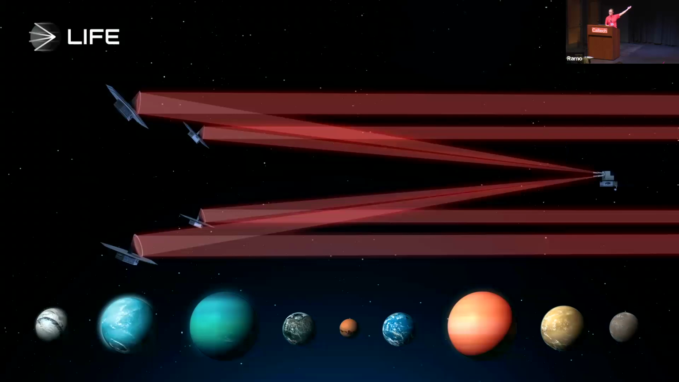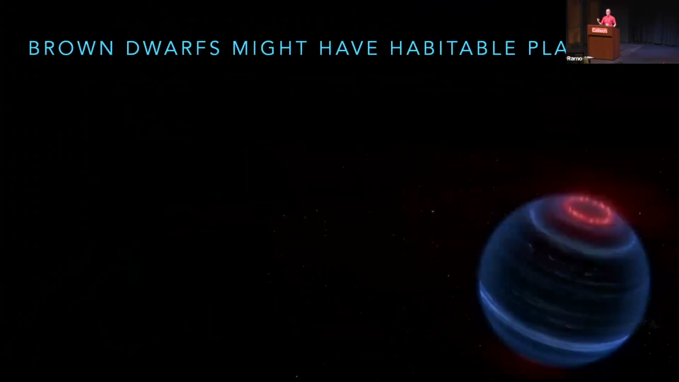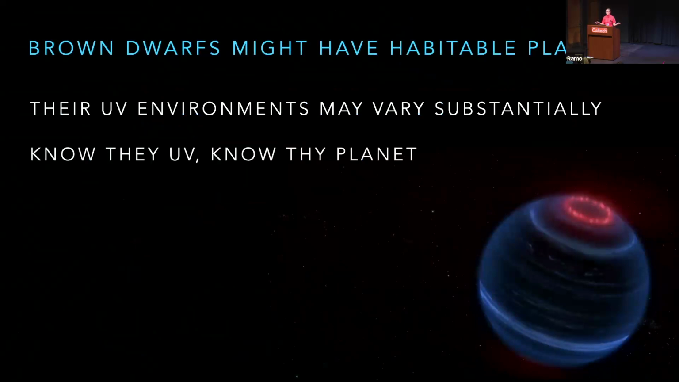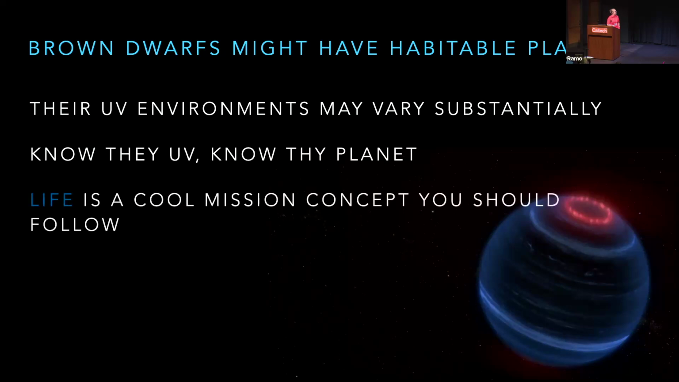This is our little schematic of it. And so going back, though, to the reason why I was invited, brown dwarfs might have habitable planets. They have their own but different issues than M-stars. Their UV environments may vary substantially. We're still at the infancy of trying to figure out what the UV environments are for brown dwarfs. I would say this conference should be Know Thy UV, Know Thy Planet, because that's such a strong influence on our planet environment. And LIFE is a cool mission concept that you should follow and get on our mailing list and keep apprised of that. All right, thank you.